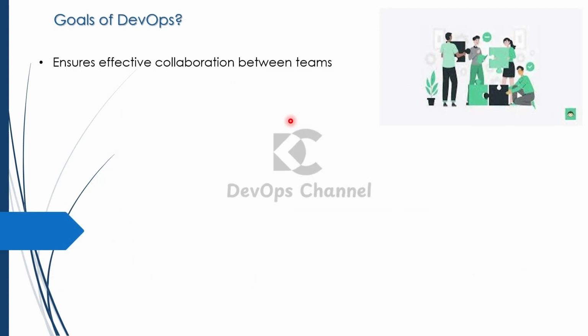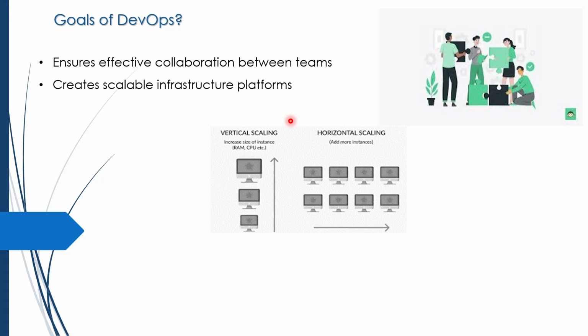Now let's move ahead and understand the goals of DevOps. Basically the goal of DevOps is to ensure effective collaboration between teams. There are no individual teams working on their own like in the traditional approach. Every team has shared responsibility and they continuously collaborate with each other to deploy and manage the code. The next goal is to create a scalable infrastructure platform. If we want to increase capacity, we can scale it vertically or horizontally with the help of infrastructure management.